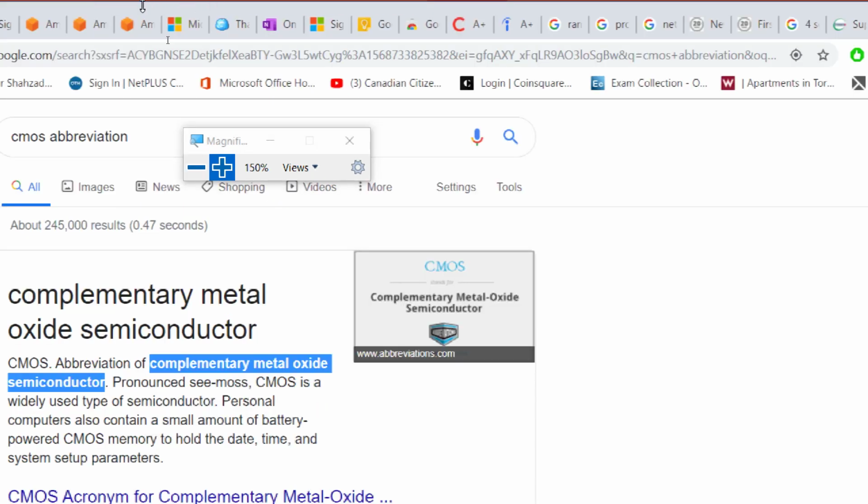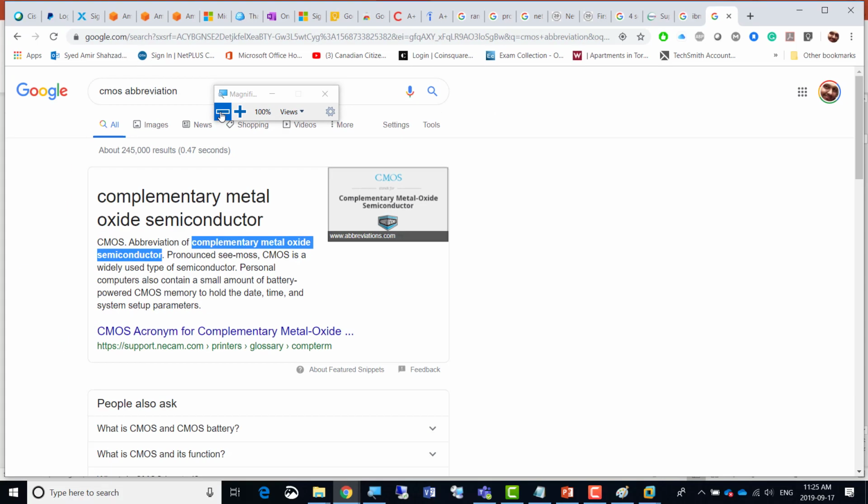So, complementary metal oxide. Anyway, personal computers also contain a small amount of battery-powered CMOS memory to hold the date, time, and system setup parameters. That's what we were talking about just now. System setup parameters, right? So we powered off this motherboard and put it back to factory default, what you did just now, right? Now we understand the purpose of the BIOS and the purpose of the CMOS battery. Whatever you configured in the BIOS is saved because of this battery. You take it out, it is gone, right?